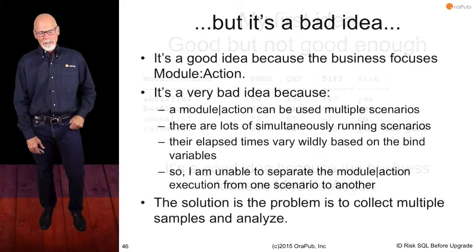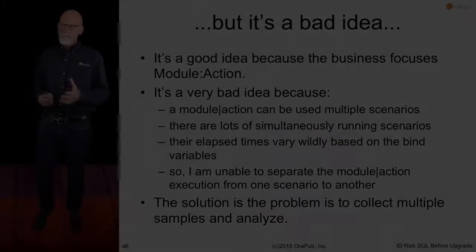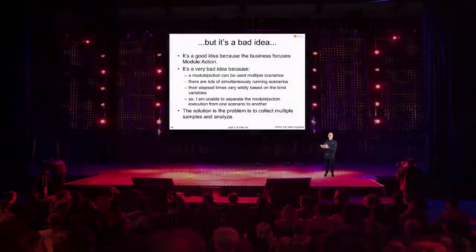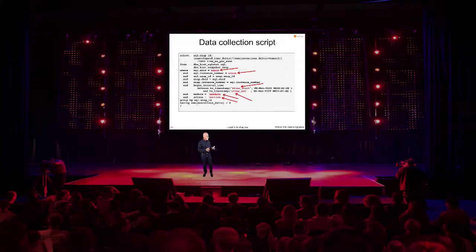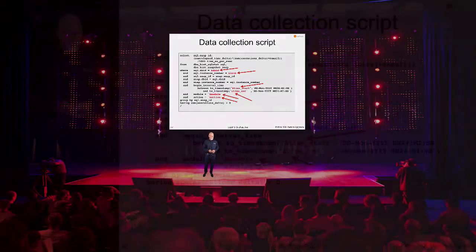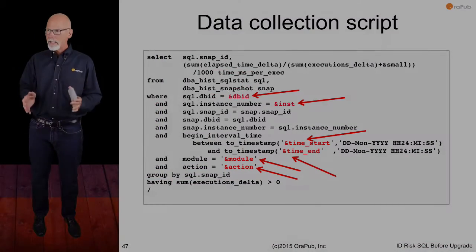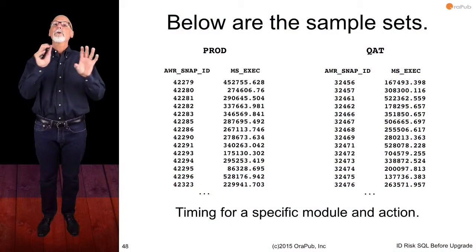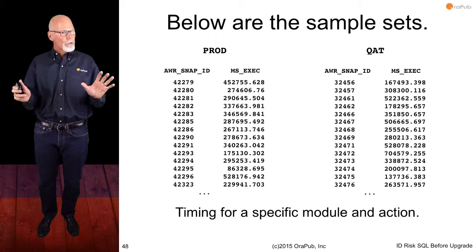Okay? This is not a good enough approach, and it's because the module in action may be acceptable to run 60 seconds in one situation, and it may be acceptable for that same module action to run in only 10 seconds. Take a look at the data collection script. If you're familiar with AWR, you're going to recognize this immediately. I'm going to look at each one of these sample sets independently, and then I'm going to put them together, and we're going to see if they're similar enough to say there's no risk here.